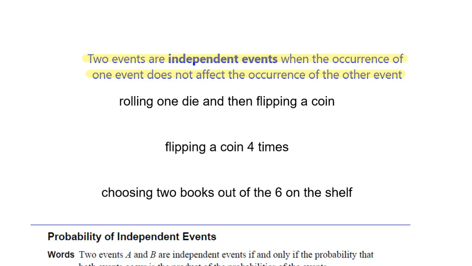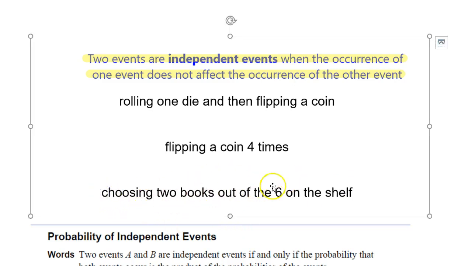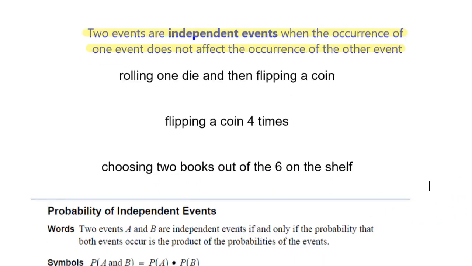And then what about choosing 2 books out of 6 on a shelf? So if there's 6 books and you pull one of them, does that affect what you can pull for the second book? For that, the answer is yes. So this one would not be an example of independent. That would be dependent. I wanted to give you a little bit of both.